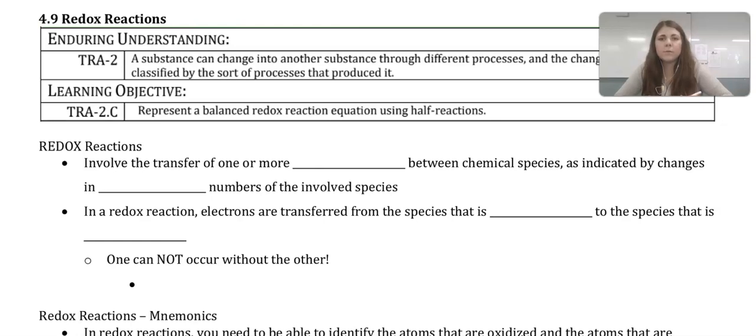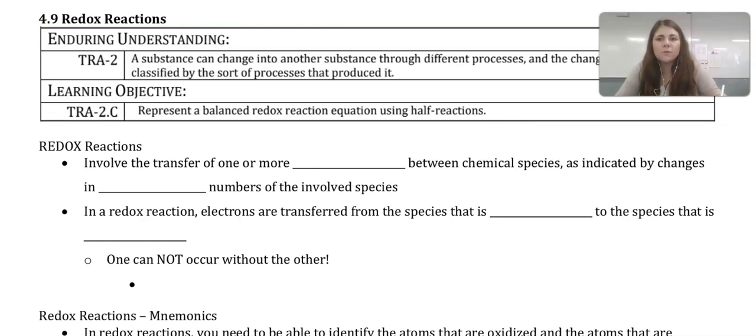In this objective, we're going to be talking about 4.9 redox reactions. This objective states we should be able to represent a balanced redox reaction equation using half reactions. So let's first start talking about what even is a redox reaction.